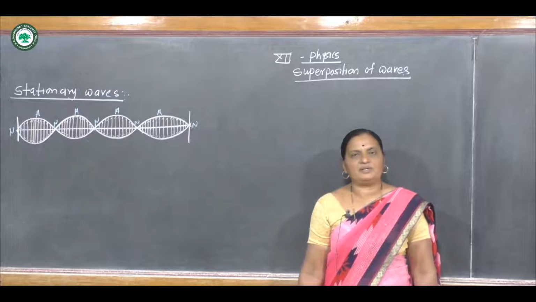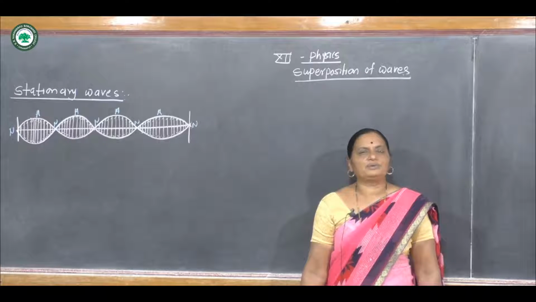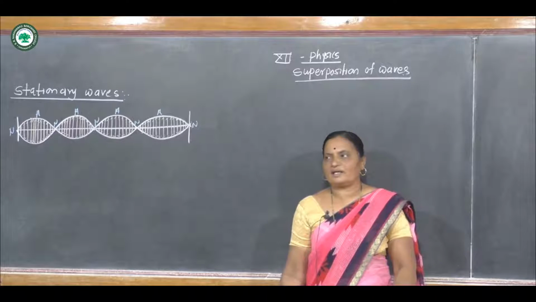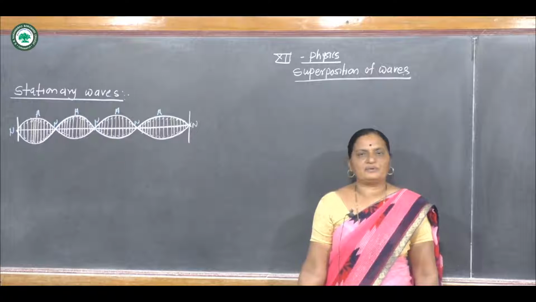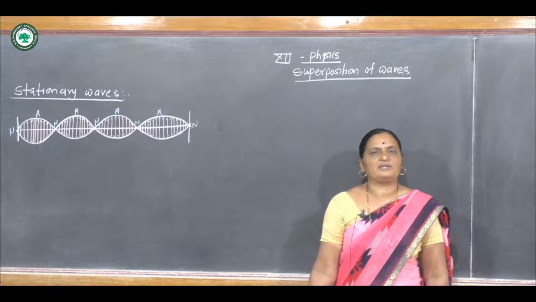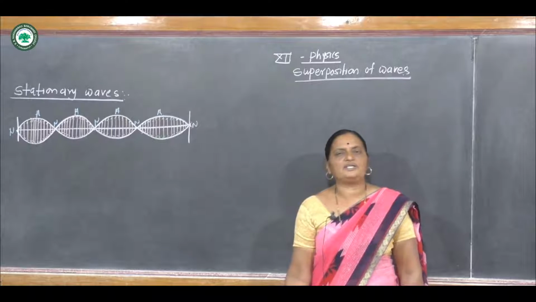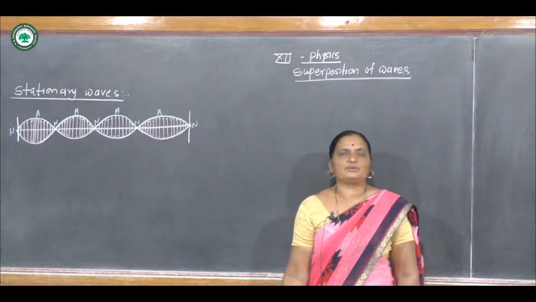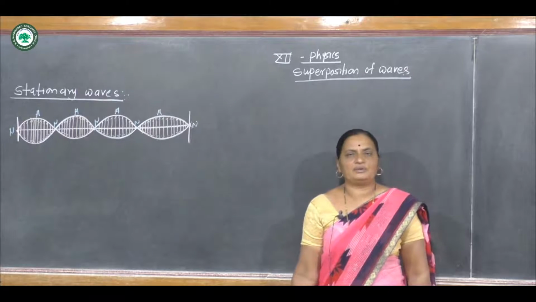The distance between two successive nodes is lambda by 2. The difference between the two values of x, that is 3 lambda by 4 minus lambda by 4, is lambda by 2. Thus we can say that the distance between two successive nodes is lambda by 2. Now we see the condition for antinode.